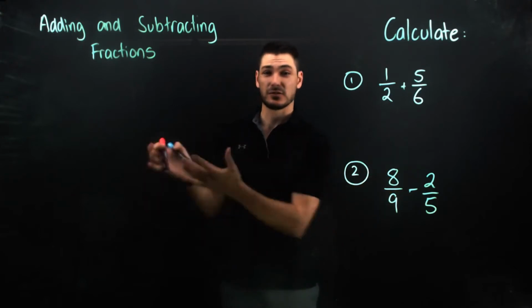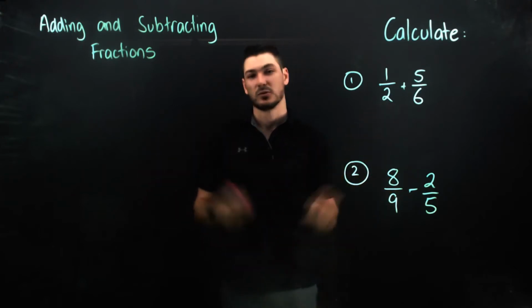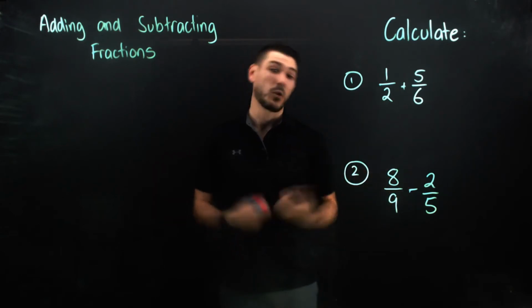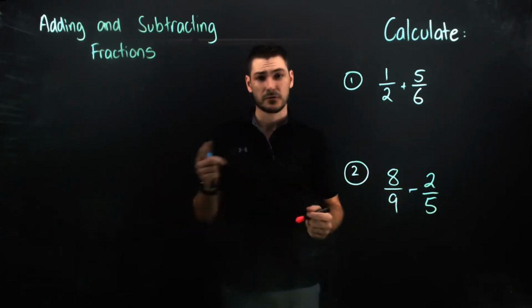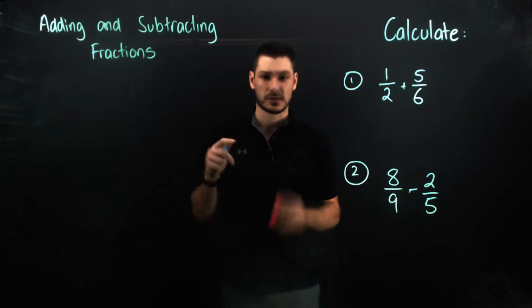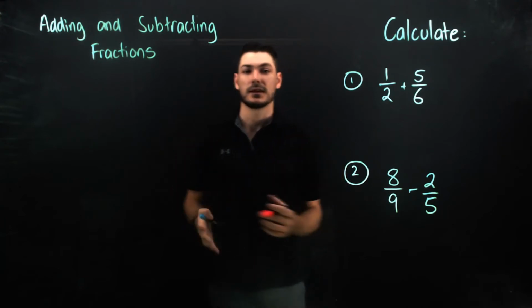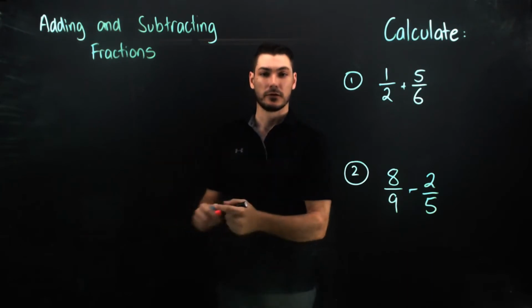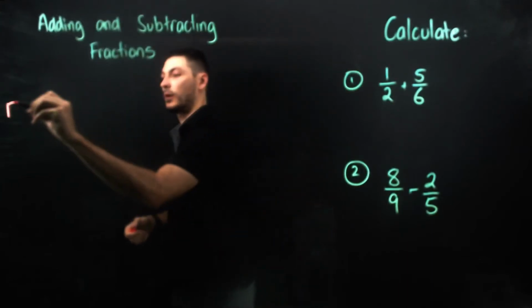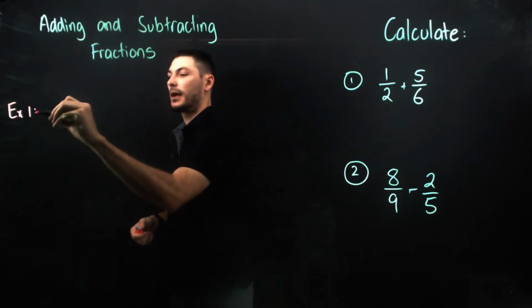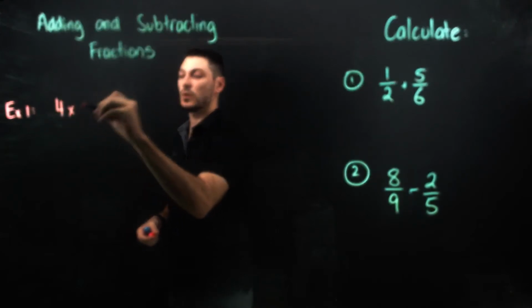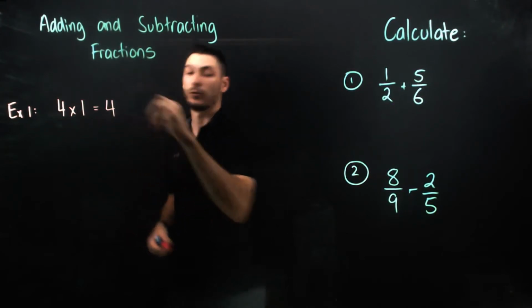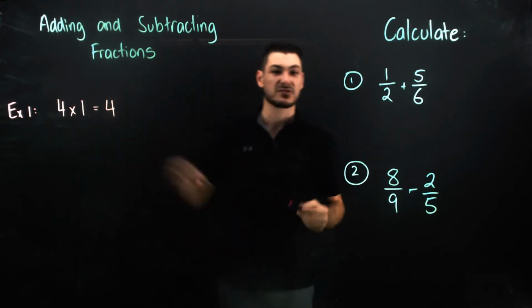At the very least, you'll have an understanding of why what we do, which I'm going to call cross multiplication, works. Okay? So I've got two things that I need to establish with you first. The first thing is, if we times a number by 1, it equals itself. So for example, example 1, 4 times 1 equals 4. Timesing by 1 doesn't change the original number.